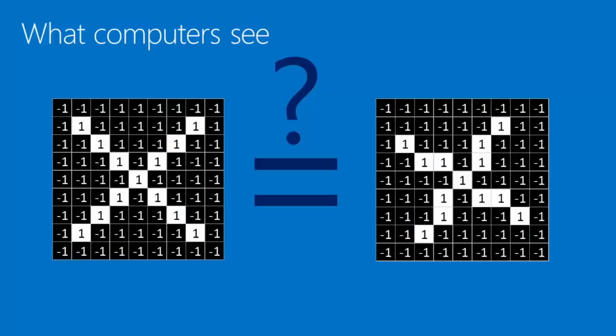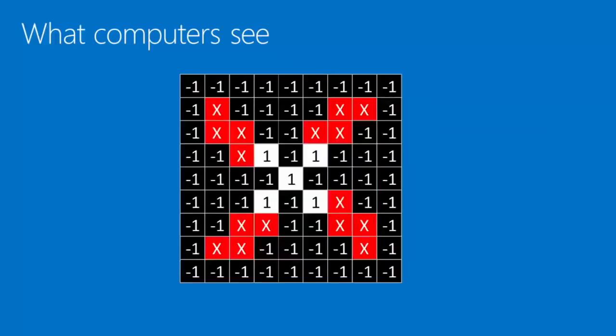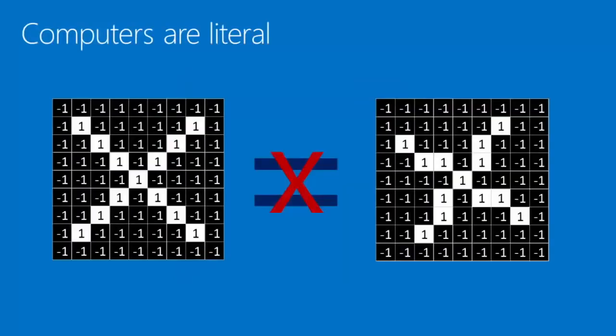So to a computer, it looks like there are a lot of pixels that match, but some that don't, quite a few that don't actually. And so it might look at this and say, I'm really not sure whether these are the same. Because a computer is so literal, it would say, uncertain. I can't say that they're equal.